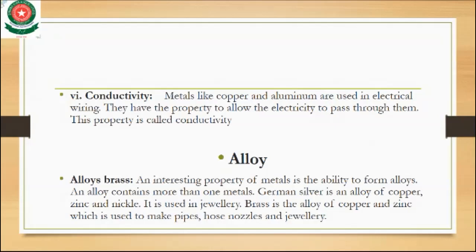Brass is the most important alloy. Brass is the alloy of copper and zinc. When you join the metals copper and zinc, they make brass, which is used for making pipes, hose nozzles, and jewelry. I hope you understand what an alloy is.